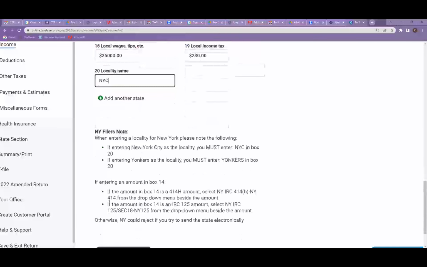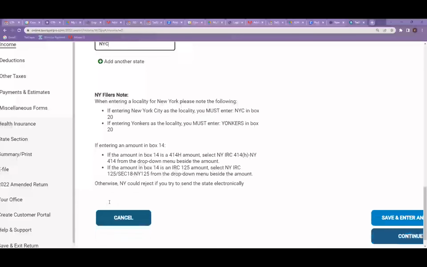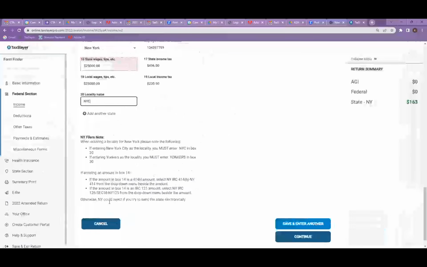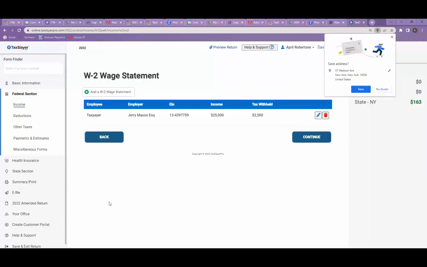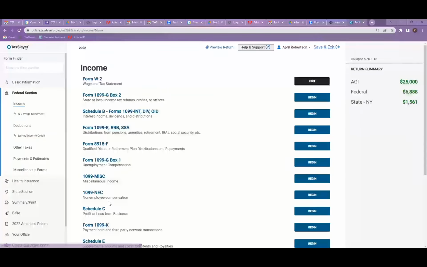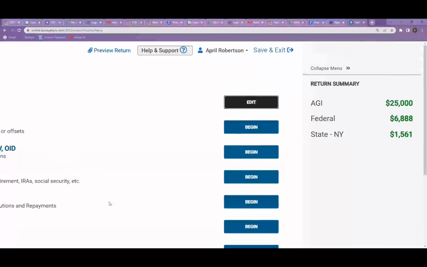Scroll down and hit scroll. There should be a continue line, I believe, somewhere. Do you see it on the bottom there? No. All right, hit continue. That's the only W-2 in this case. And before we continue, look at the right-hand side. It's automatically calculating what's going on. We have the AGI of 25,000. So far, that's the only thing we've entered. But look at those numbers. The federal refund, the state refund, really good.